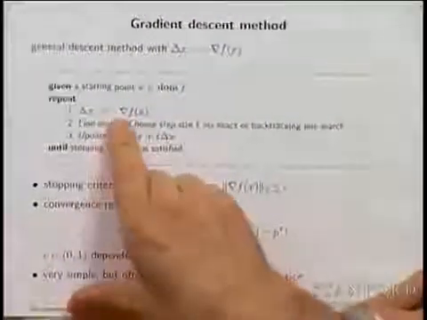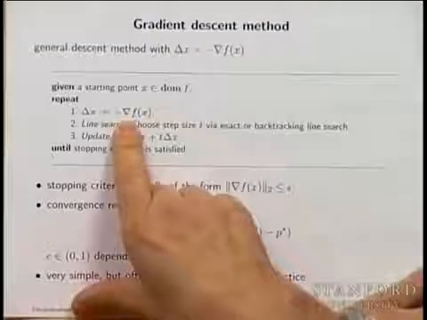It is the most obvious method. It's the first thing anybody would think of. I would hope it's the first thing anyone would think of if you wanted to minimize a function. And it just says this. Here it is. It says take the negative gradient direction.